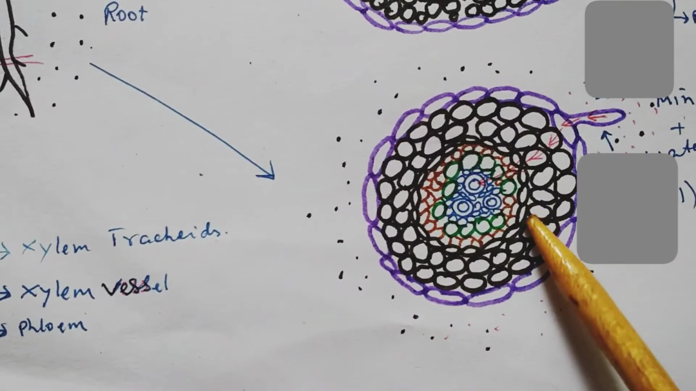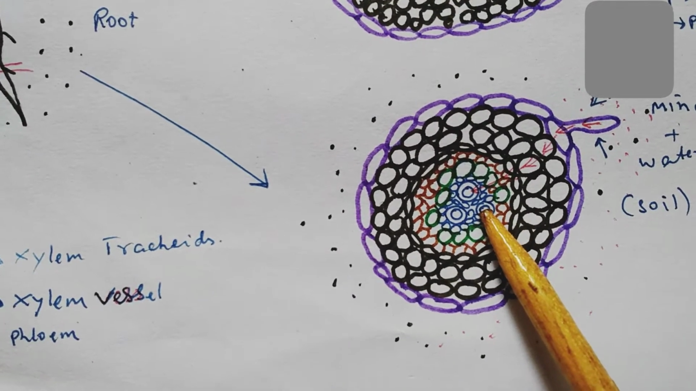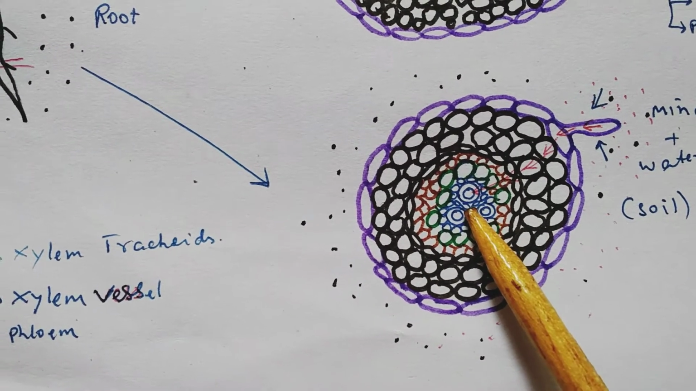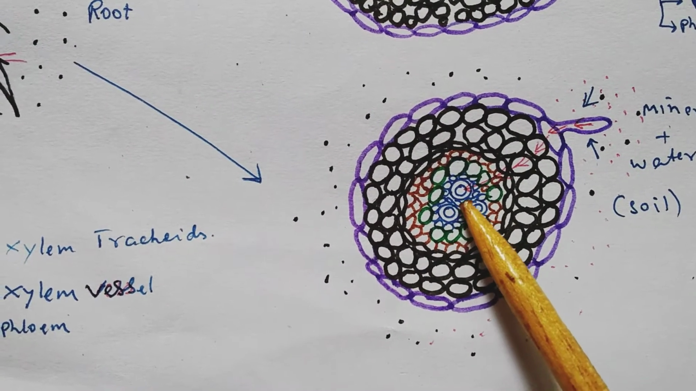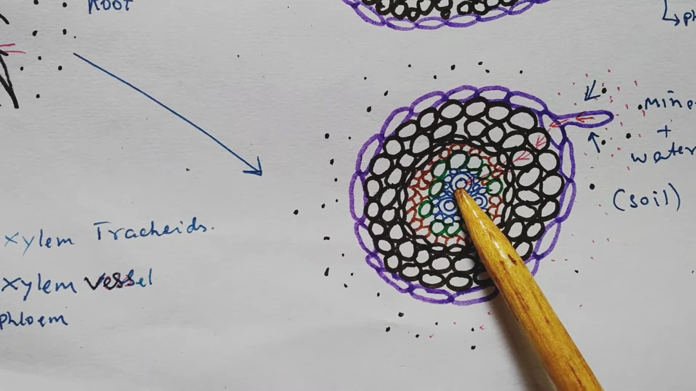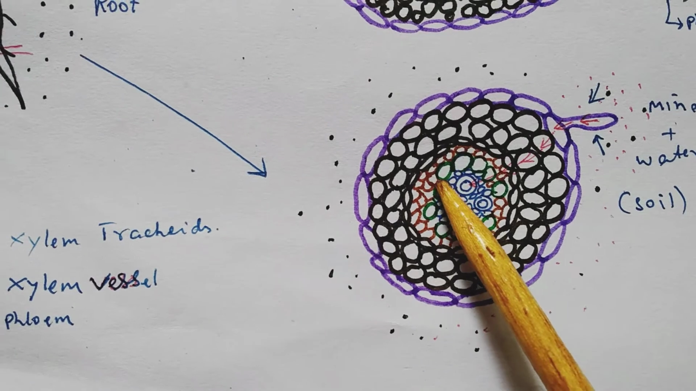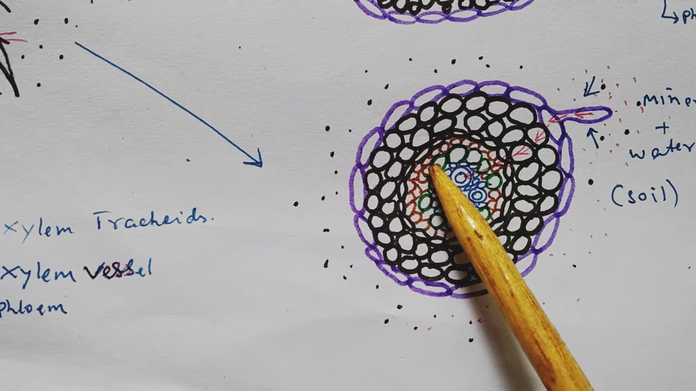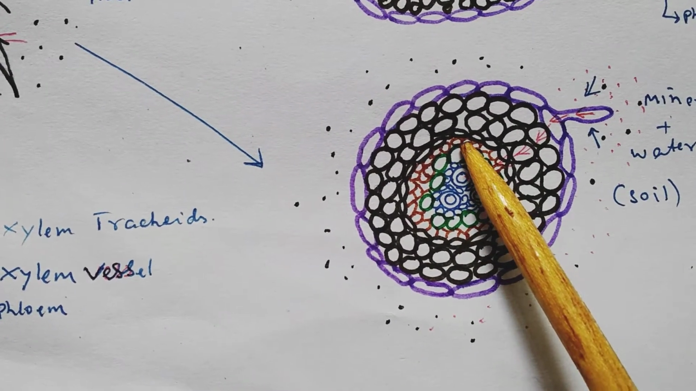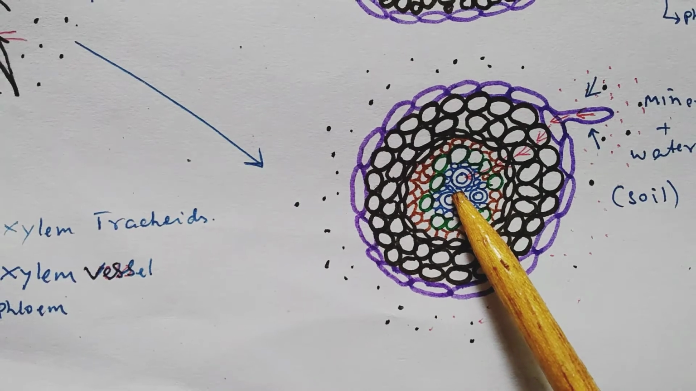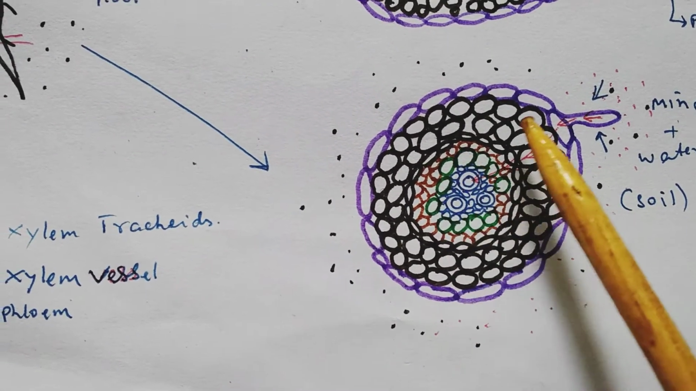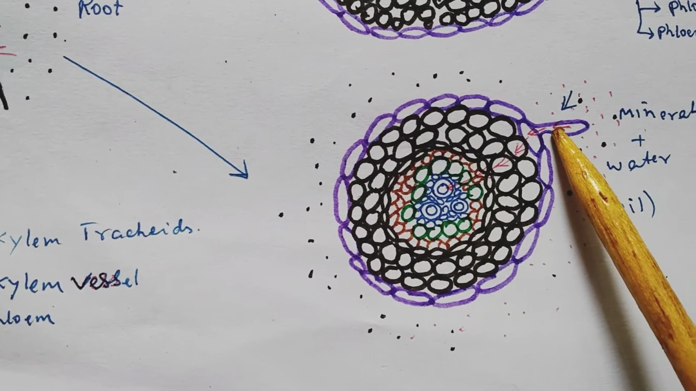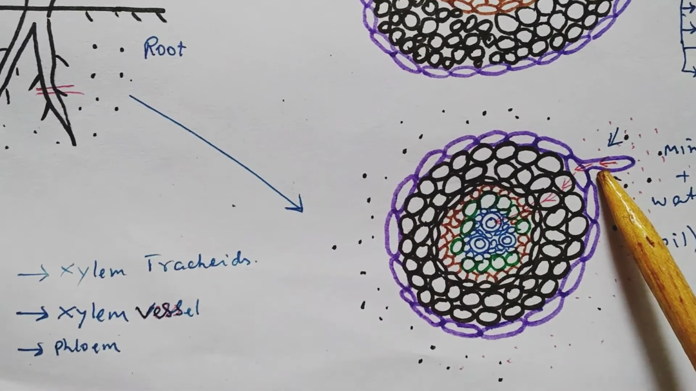Look closely at this diagram. You will find that this structure, which is colored blue, is the xylem. This one in the middle is the xylem, and these which are not blue, they are green, are actually phloem. So we have xylem in the middle, phloem around it, and all the others are cells. This one is a root hair.